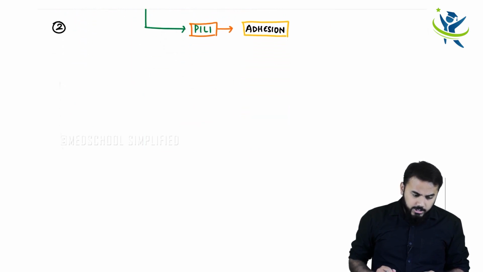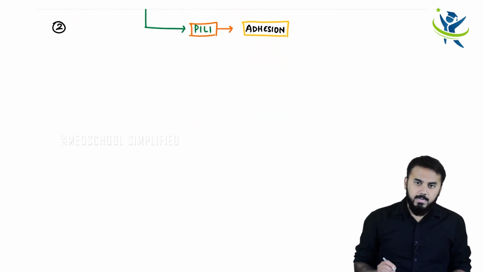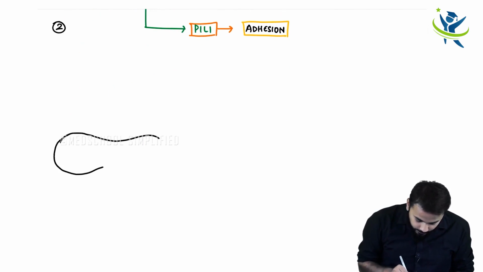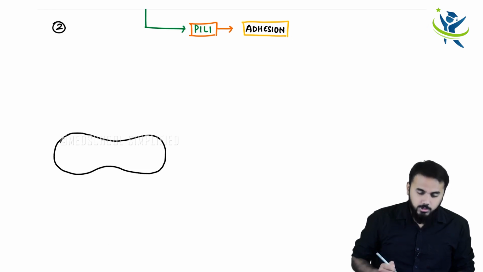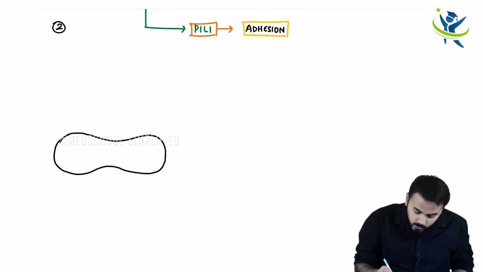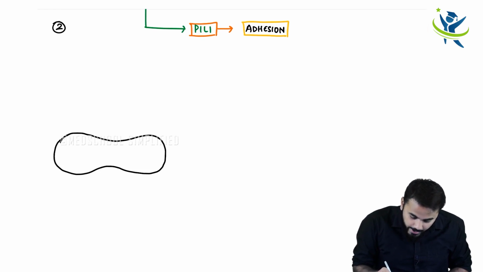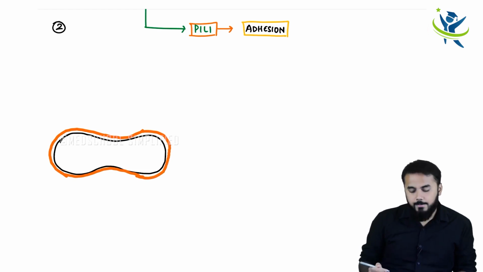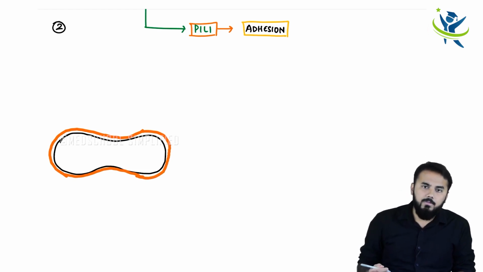So let me draw a picture to explain the third virulent factor clearly. Let us say this thing is your bacteria over here, right? This was your bacteria. Now, surrounding the bacteria, there is a small membrane, and this membrane is called the plasma membrane. This is the plasma membrane of the bacteria.